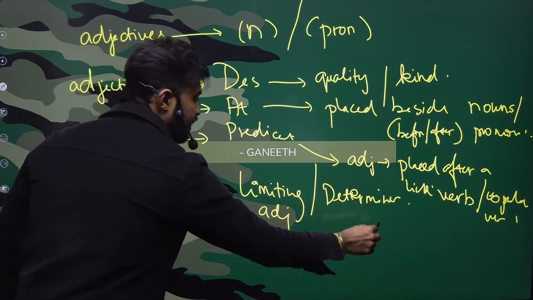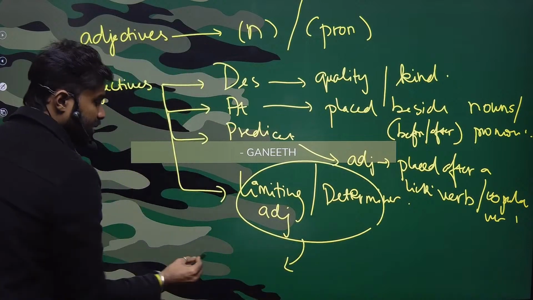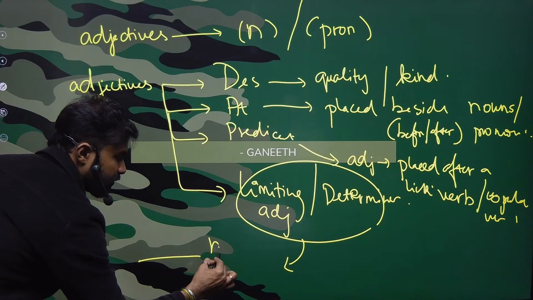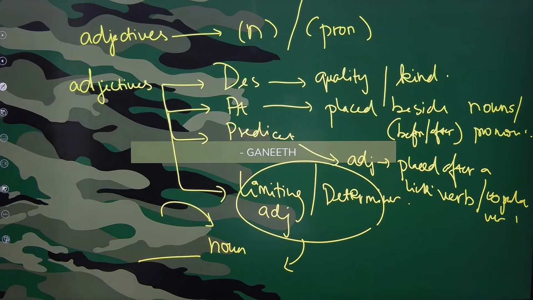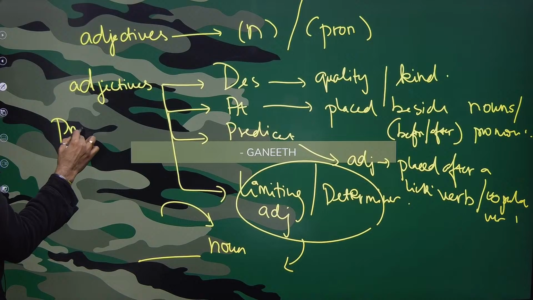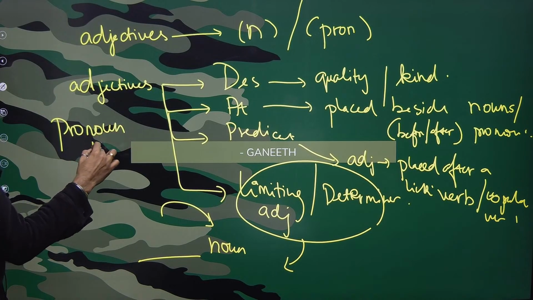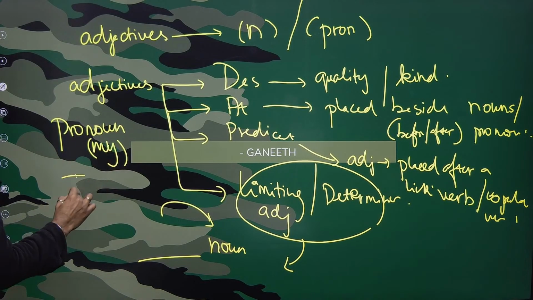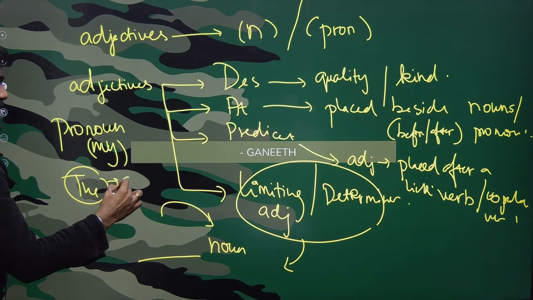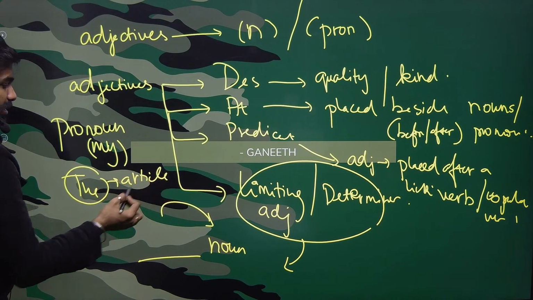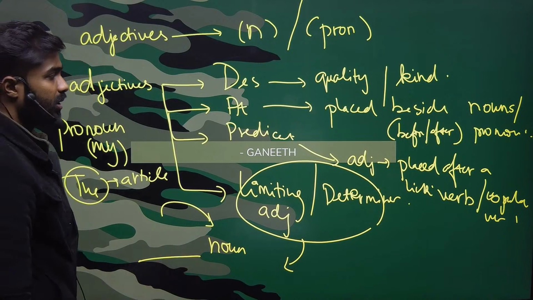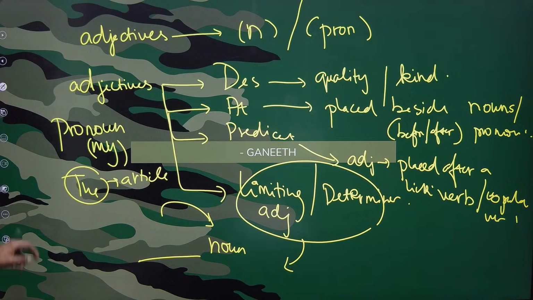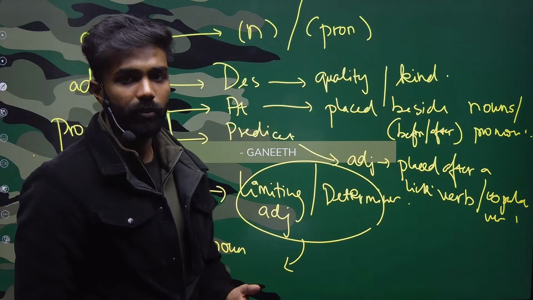Right? And limiting adjectives or determiners. What are they? Any word which comes before a noun or a pronoun and then tries to change the meaning of a noun or pronoun, like my or the, which is an article, definite article, right? Anything which is coming here in this blank and then trying to change my noun or pronoun, then I'll call it limiting adjectives or determiners. That's it. Okay. This is the whole recap of whatever we have done today.